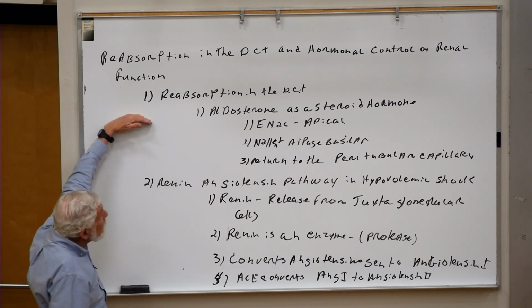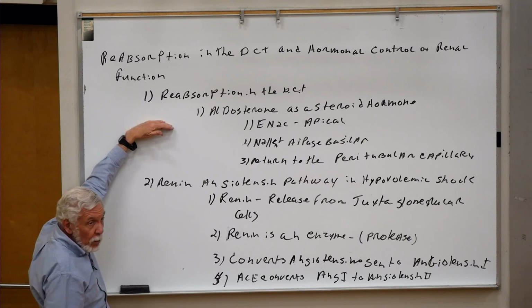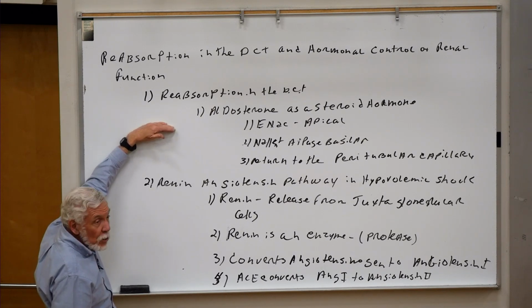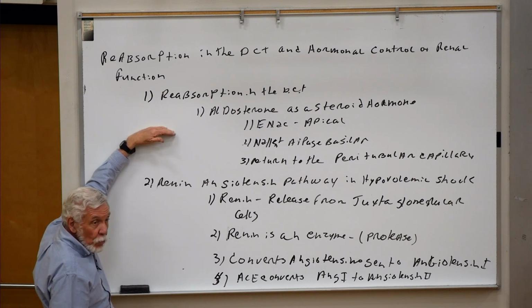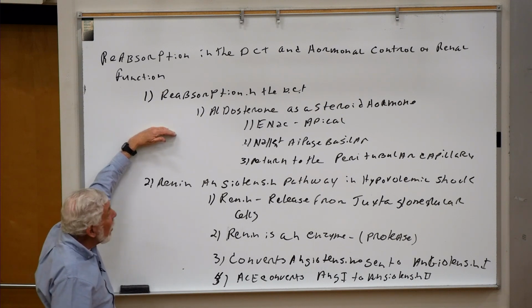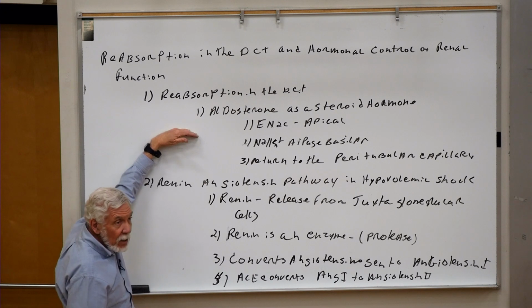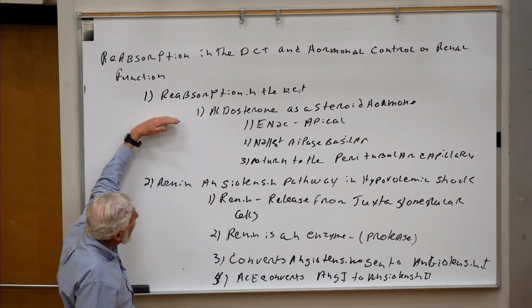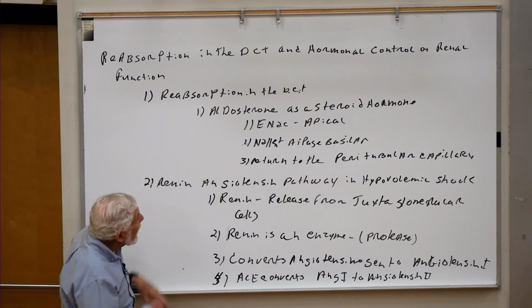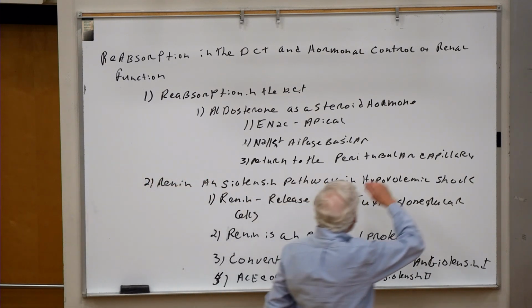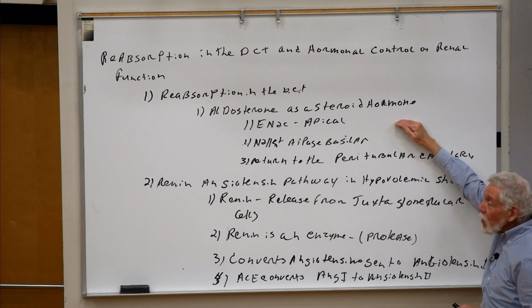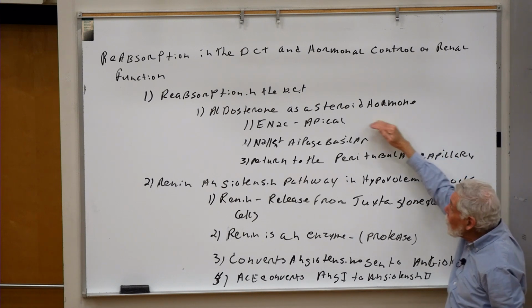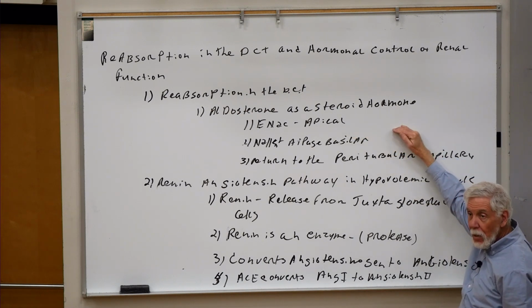So we'll first talk about reabsorption in the distal convoluted tubule. Much of last time we emphasized the role of the distal convoluted tubule and sodium chloride concentrations in the regulation of tubuloglomerular feedback. We're going to extend this one step farther here and talk about the reabsorption of sodium in the distal convoluted tubule and how its reabsorption is under the regulation of the steroid hormone aldosterone.